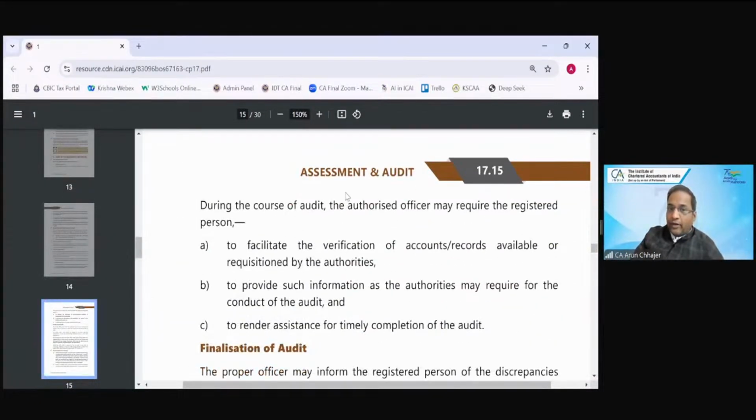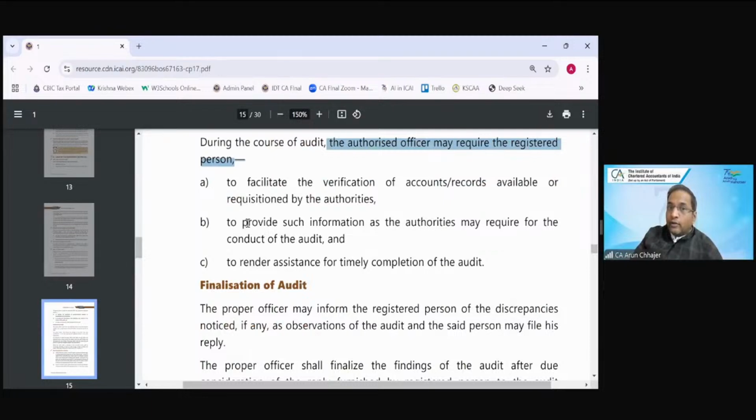During the course of the audit, the authorized officer may require the registered person to facilitate the verification of the accounts and the records available or requisitioned by the authority, to provide the information as the authority may require, and to render the assistance for timely completion of the audit.